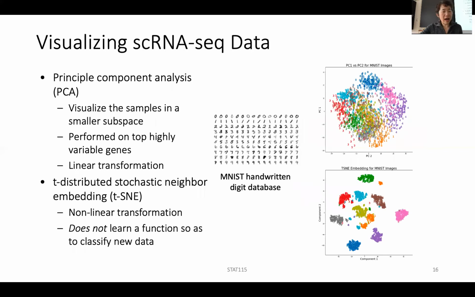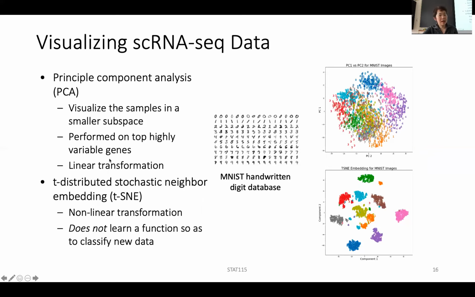So after you have the clustering, we also want to visualize them. In the dimension reduction lecture, we talked about PCA, we talked about MDS, and so that's a natural way to visualize the single cell data. In the early days, when people did single cell, they also used principal component analysis. But later on, a new machine learning algorithm was developed. It's called t-SNE, or T-distributed stochastic neighbor embedding.